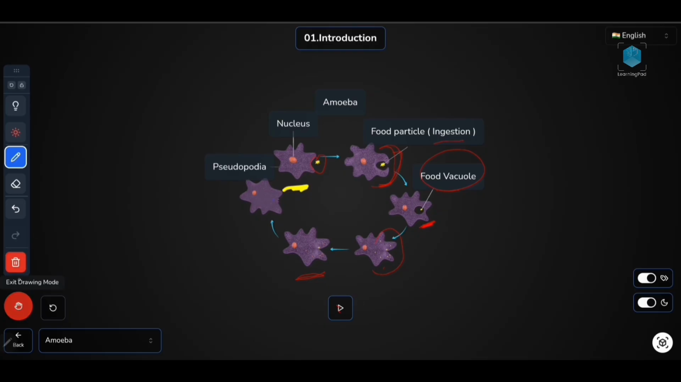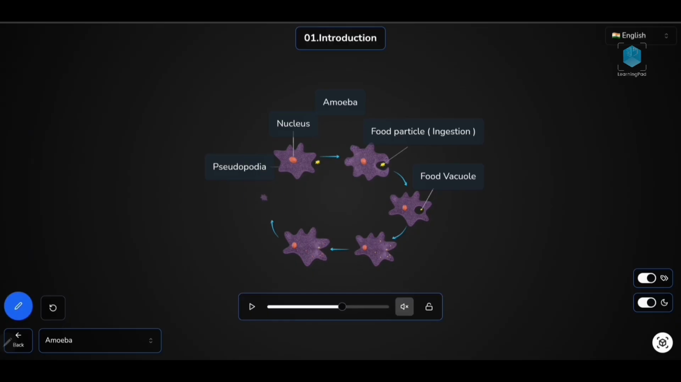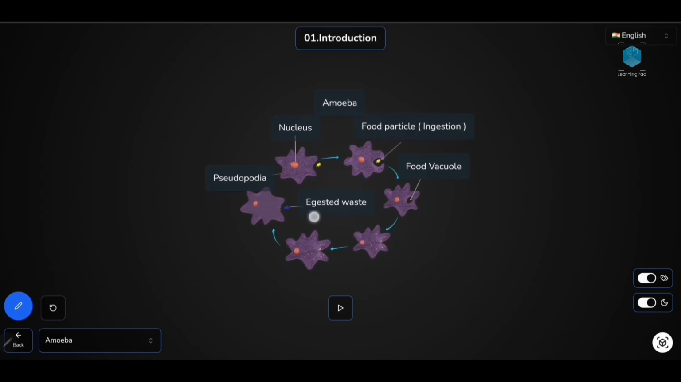So the waste is getting removed from the body of amoeba. This ejection occurs through the cell membrane. You can see here the ejection occurs through the cell membrane.